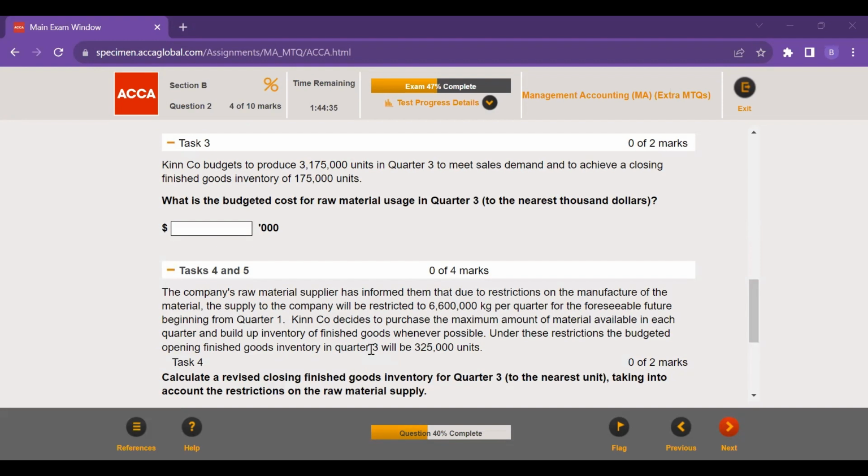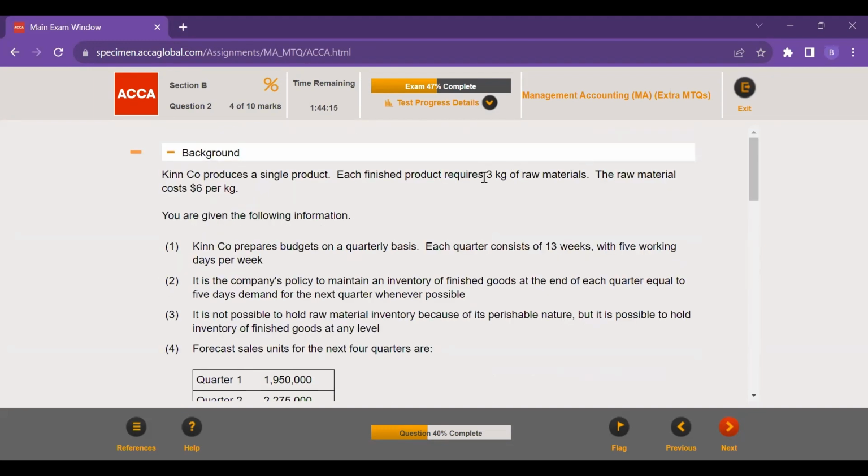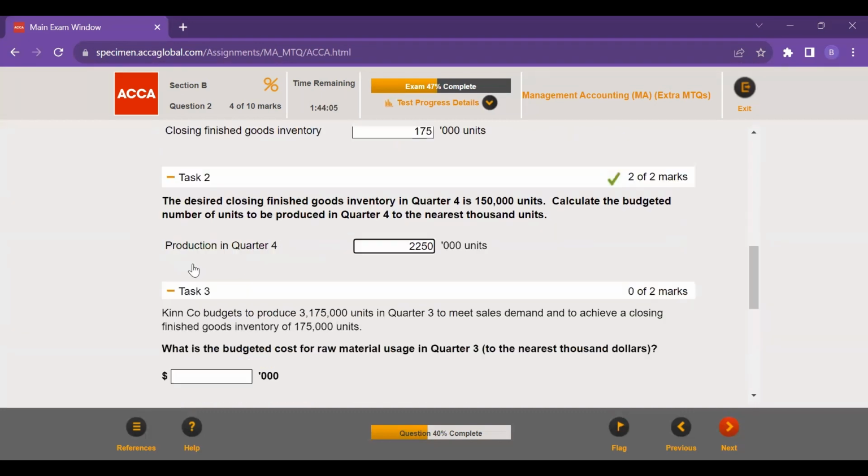First of all, how much will our raw material usage be? That will be based on how much we have budgeted to produce. To produce, we have budgeted 3175 units, which is given over here, and then we have to multiply that by how many kg each unit uses. It was given that 3 kg of raw material is used in every unit, and then the cost per kg is 6. So we do not have to do much over here.